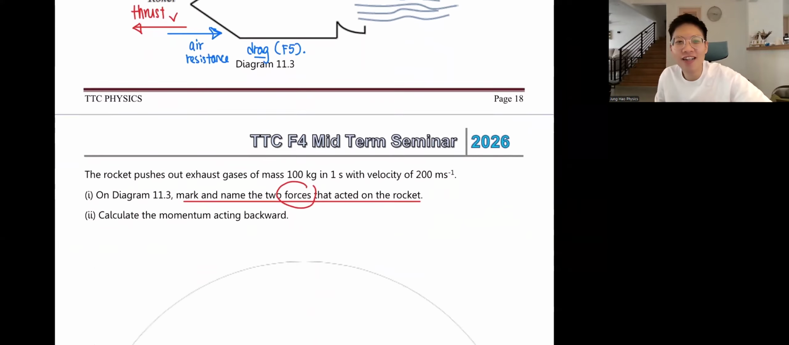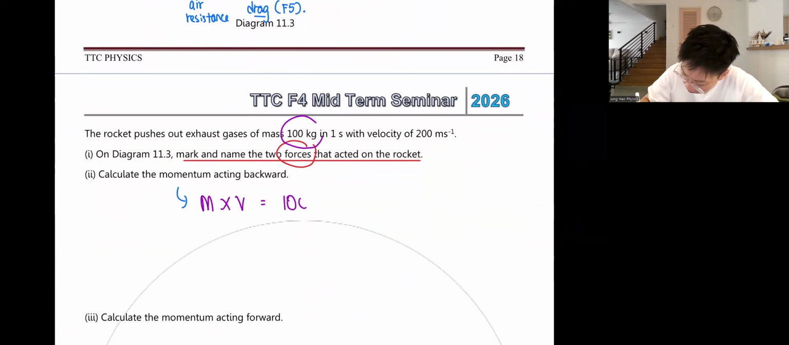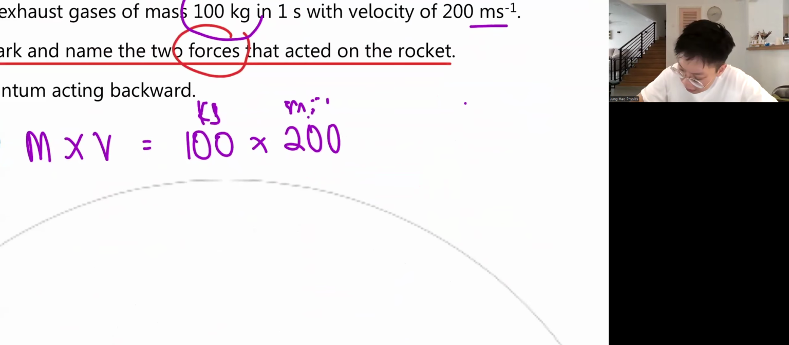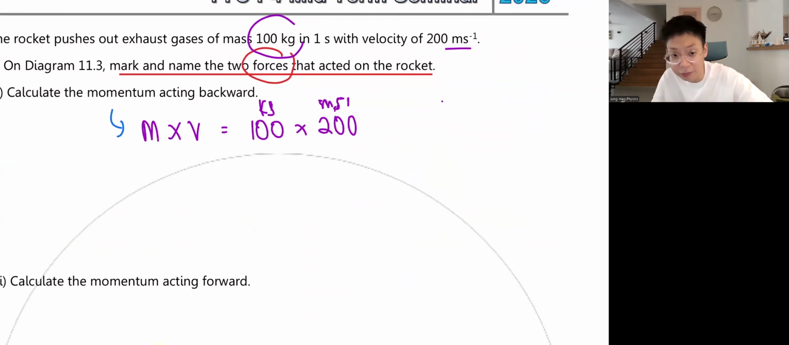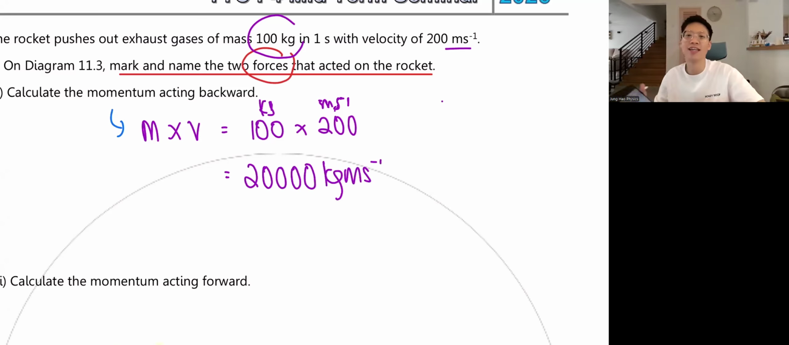Okay. Now, finally, calculate the momentum acting backward. If you want to calculate momentum, guys, it's very simple. It's your mass times velocity. So the mass of the rocket is 100 kg multiplied by the velocity 200 meter per second. Since this is kg, this is meter per second, we check and see is it correct. Yes, kg and meter per second. If I multiply this out, what do I get? I get 20000 kg meter per second.